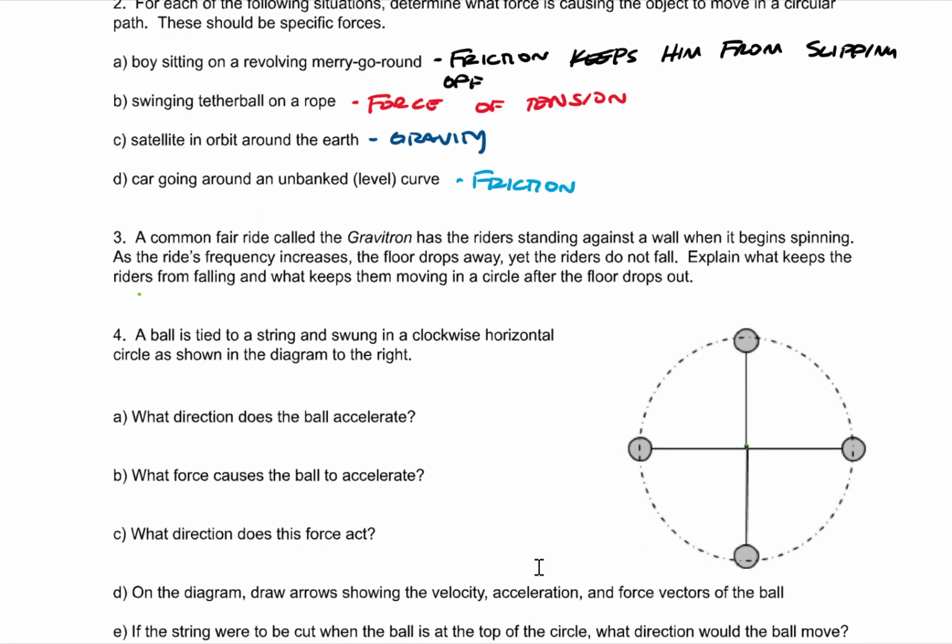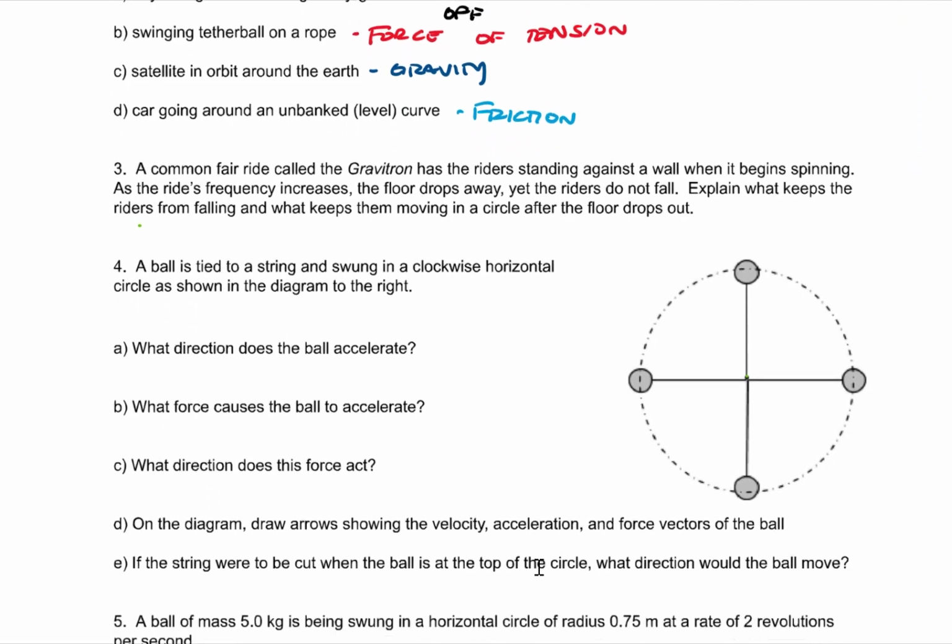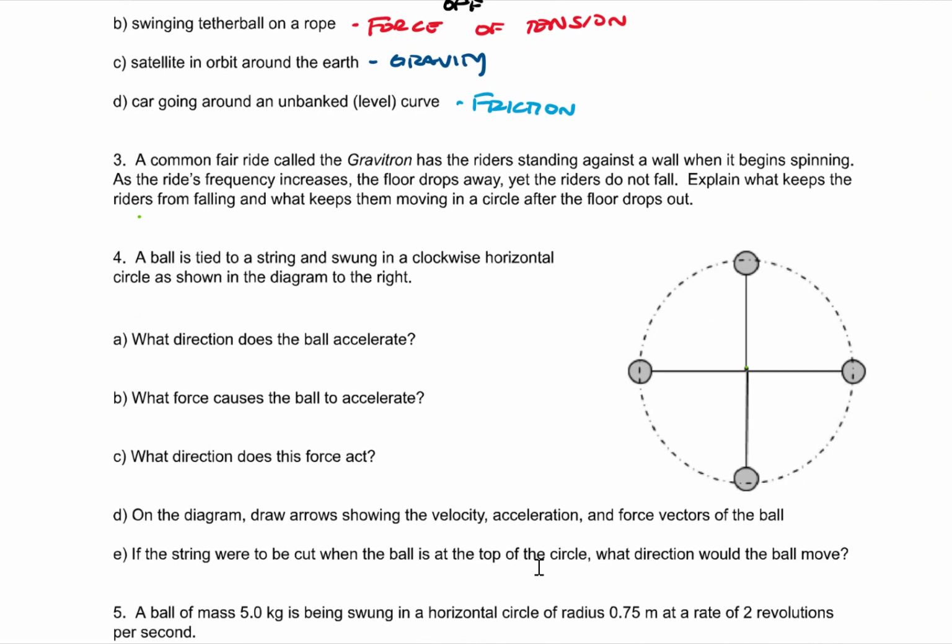All right, there's a fair ride called the gravitron. If you stand against the wall, it begins to spin. As the ride gets faster and faster, the floor drops away, but the rider stays stuck to the wall. So we want to explain what's going on there. We have friction keeping them from sliding down the wall. Friction depends on the normal force. The thing that keeps them moving in the circle is the normal force from the wall.